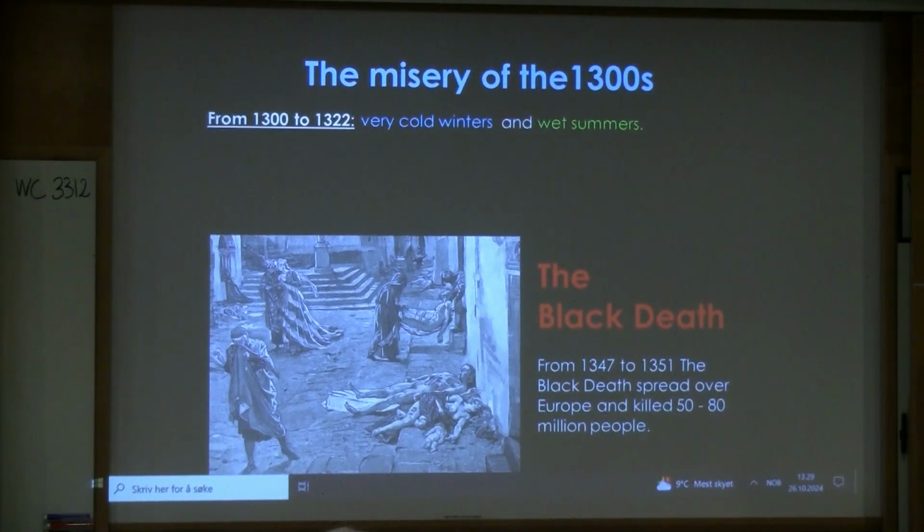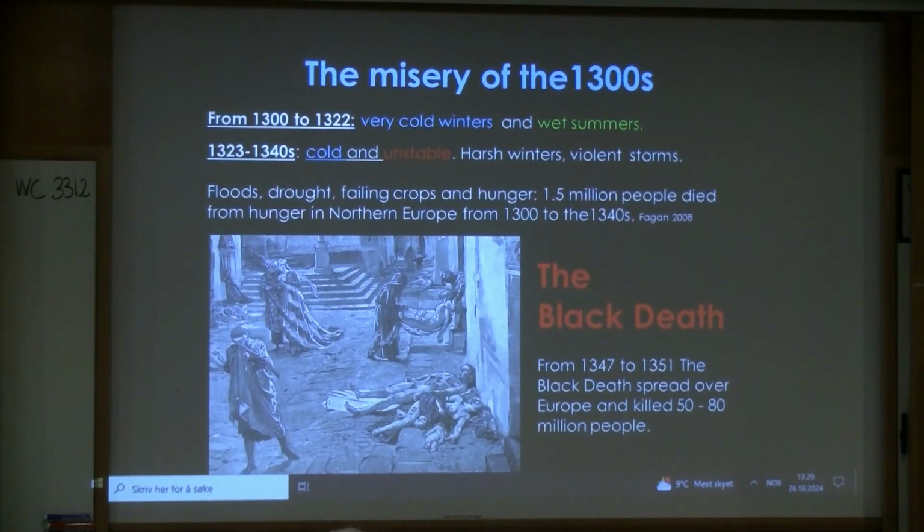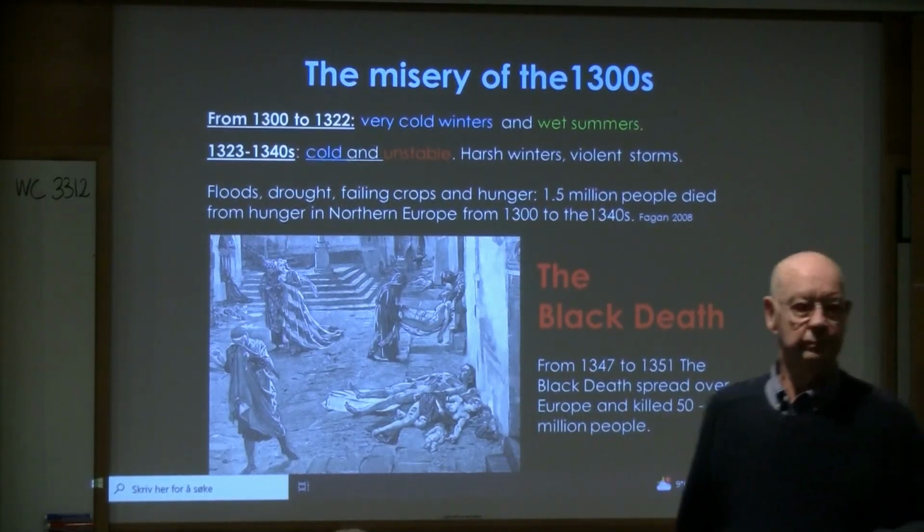It was first very cold and very wet, then cold and unstable, and there were floods, droughts, failing crops and hunger, and probably 1.5 million people died from hunger during the first half of the 1300s. And of course, you know what it led to, the Black Death. It spread over Europe and killed maybe up to 80 million people.